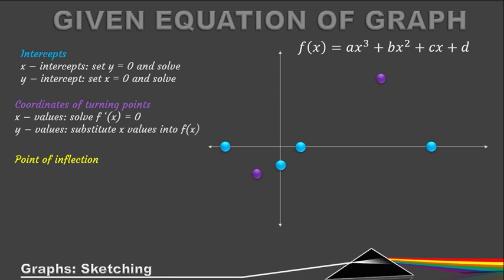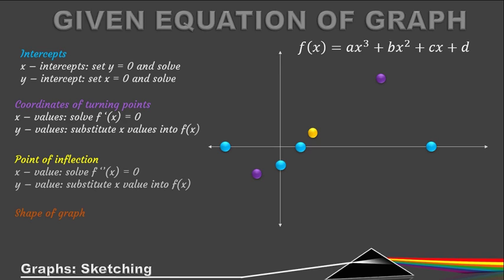Thirdly, we're going to look at the point of inflection. Now to find the point of inflection, we need the second derivative. So to find the x values, we solve for the second derivative equal to 0. And then once again, if you want the y values, you obviously just substitute your x values into your original function, and that would give you your coordinates of the point of inflection.